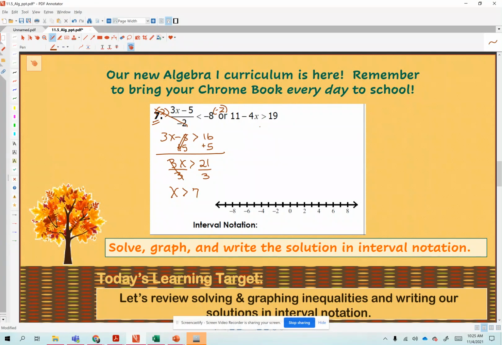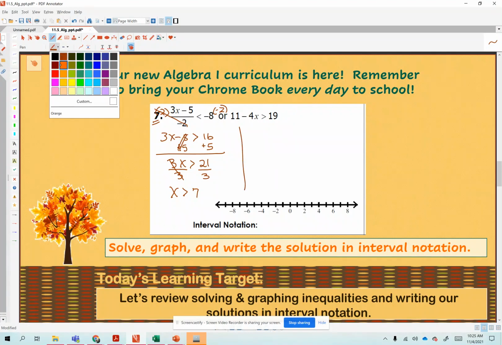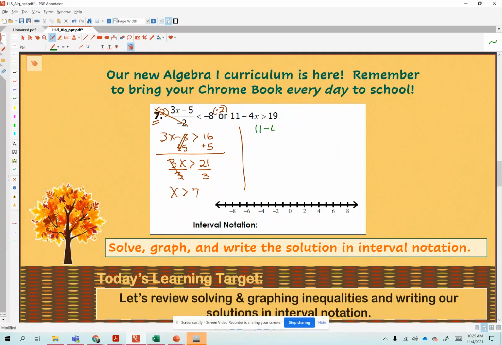Okay, on the right side, I'm going to rewrite this and use another color. So we have 11 minus 4x is greater than 19. So the first thing I want to do is add the 11 to each side. I'm sorry, subtract 11 from each side. It's a positive, so we'll add it.